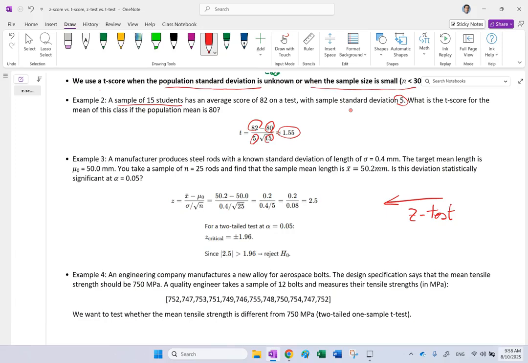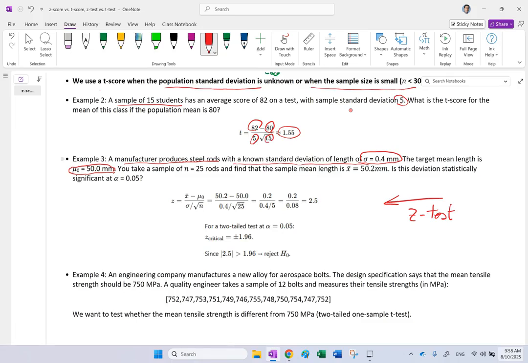So what do we do here? It says a manufacturer produces steel rods whose standard deviation, from tons of data that we gathered over time, is about 0.4 mil, the standard deviation for the length of the rods. And the goal is that the average length of these rods should be 50 mil. So the manufacturer should really shoot for a 50 mil length of the rod. That is what we really want.